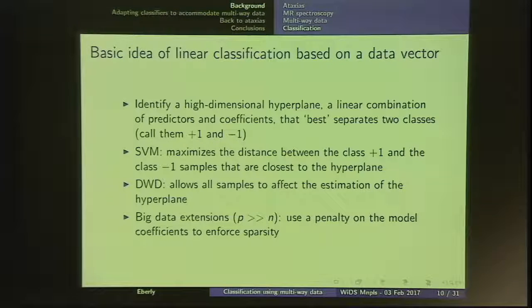That introduces a problem that's called data piling, which you may have heard of if you used SVM. And so DWD avoids that data piling problem by instead allowing all of the samples to affect the estimation of the hyperplane. And both of these allow for big data extensions, what statisticians call the P larger than N problem. I have more variables than I have samples. The example I'm going to talk about today is not a big data problem in that context, but these are easily applied to a context like that.